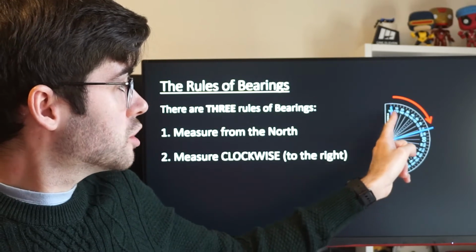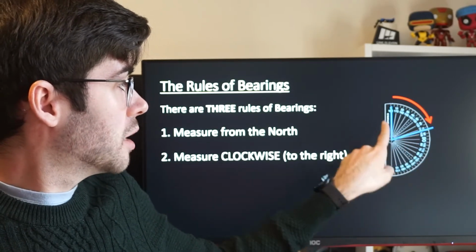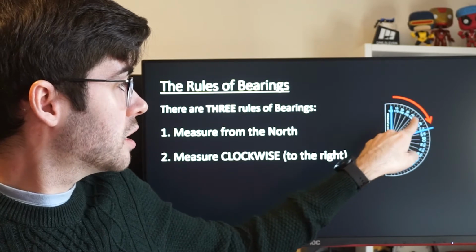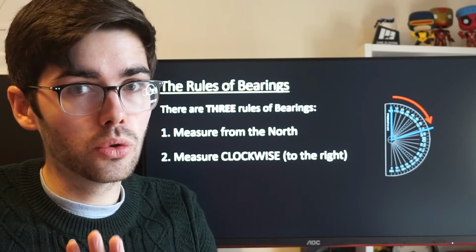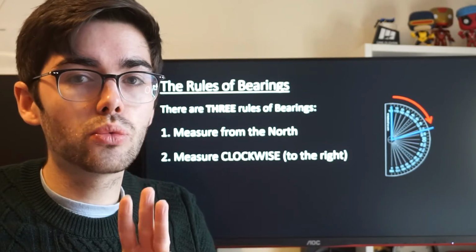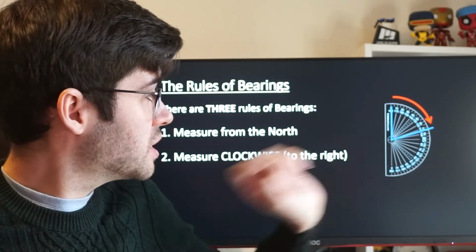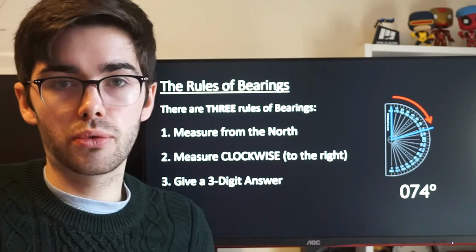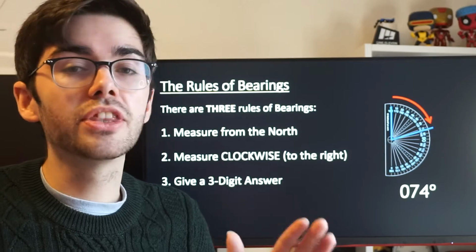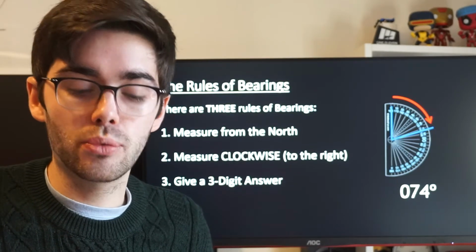If you look at it, there's 2 sets of numbers on a protractor. We have to use the one starting at 0, 10, 20, 30, 40, 50, 60, 70. It's just over 70 here. The third rule, your bearing always has to have 3 digits. This one would be 74 degrees, so my bearing is going to be 074 degrees, okay? Even if it's a 2-digit number, the bearing has to have 3 digits.